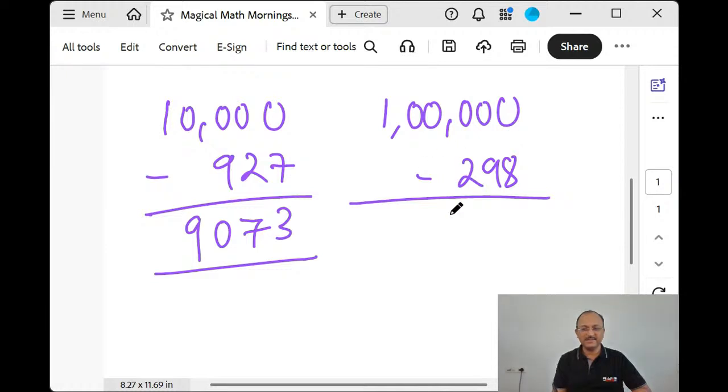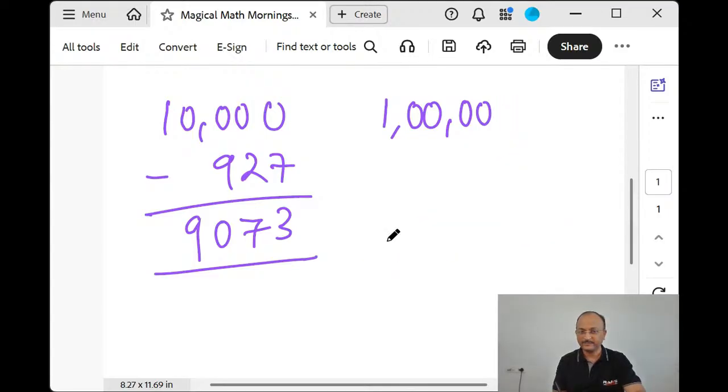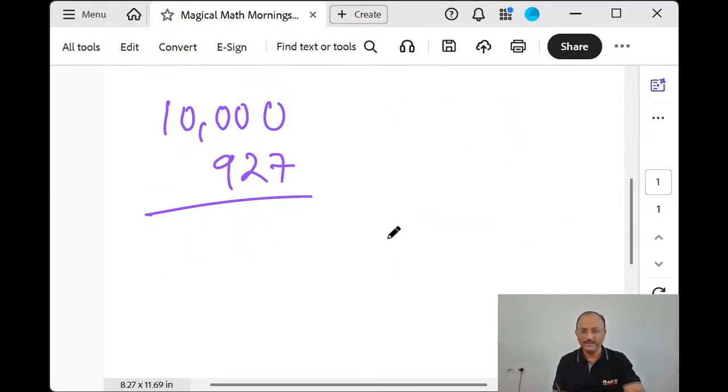Yes, for this, we are assuming as if there are zeros here, and then we'll write the nines complements, correct? 99702. Okay, while writing, I think you made a typing mistake, 702. What about the numbers if they contain zeros on the right hand side? Let's check them now.